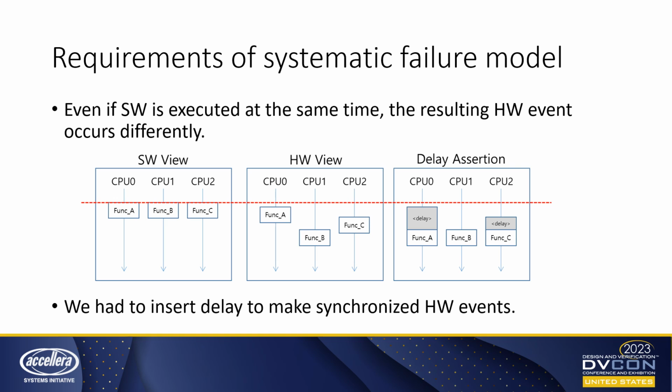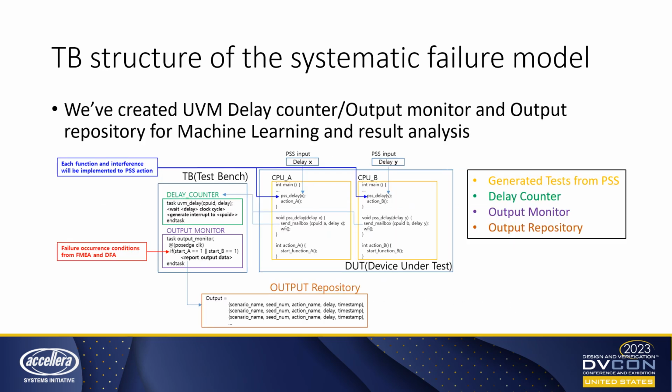But this delay assertion needs a lot of tuning and changing of each delay. How much delay is required is a very difficult problem, and it needs much effort to change each value and check the result so many times. For that reason, we have made this test bench structure for systematic failure models. So I will explain each module of these failure models.